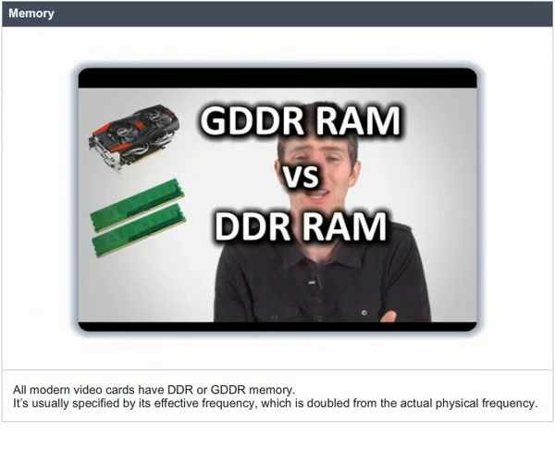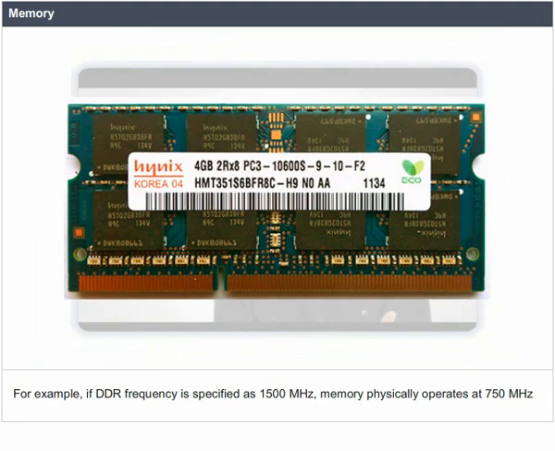All modern video cards have DDR or GDDR memory. It's usually specified by its effective frequency, which is double the actual physical frequency. For example, if DDR frequency is specified as 1500 MHz, memory physically operates at 750 MHz.